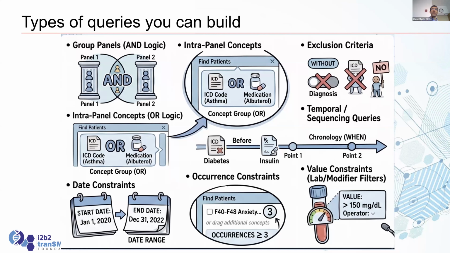Date constraints are also really useful. If you're only looking for patients for a study that has to be pre-COVID, then you would set a date constraint before 2020. And then the value constraints, if you again drag over something like that SNP leaf that I showed earlier, then you get pop-ups that let you pick values. And Mike can show you some of those. Some of them get pretty graphical.